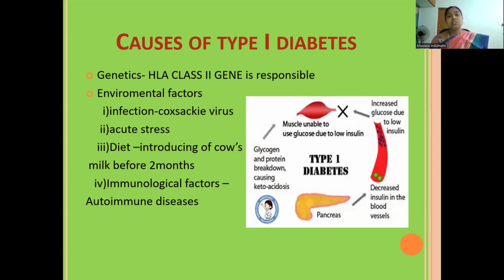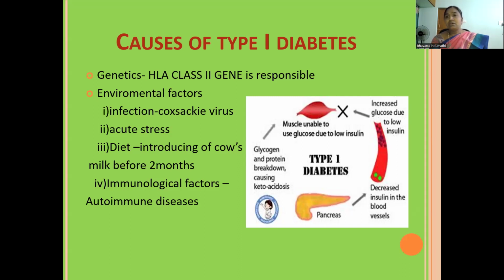It is a genetic cause. The HLA class 2 gene is responsible for the causative factor of type 1. Coming to the environmental factors, an important one is virus infection, the Coxsackie virus, which causes this autoimmune disorder. Next is acute stress.